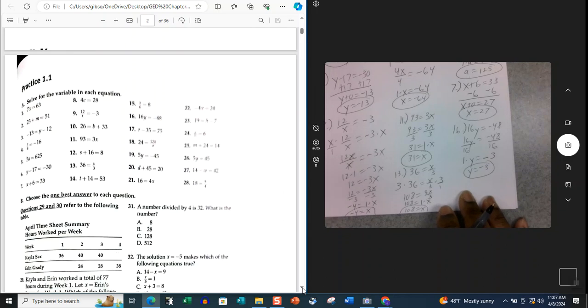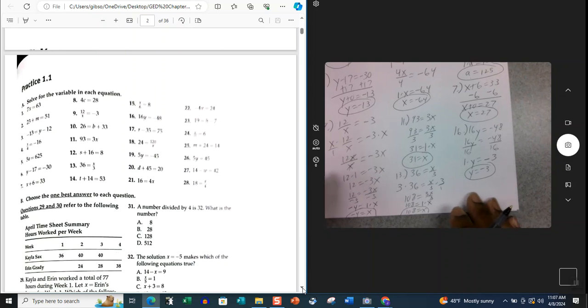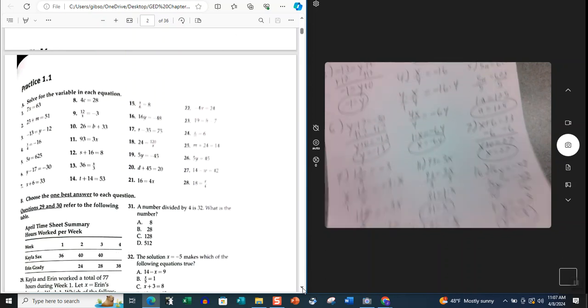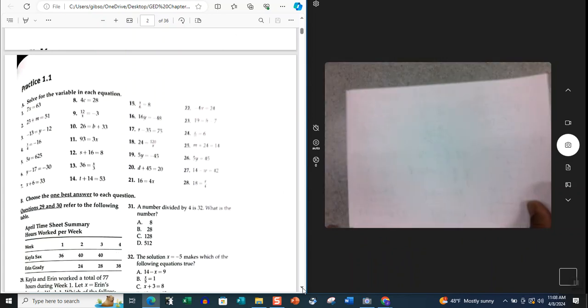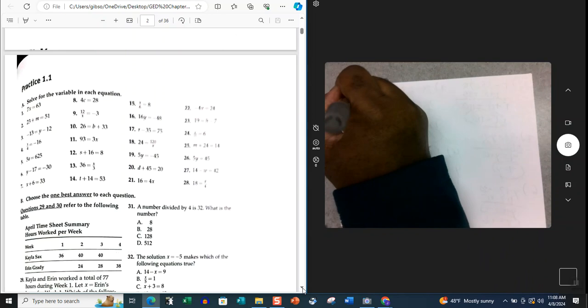Now, we did 17 already. Now, 18, I'm going to do, but let's see, is 18 going to be the last problem that I do? No, 27 would be the last problem I would do on this page. So let's go down here to 18. And then we would do problem 27.